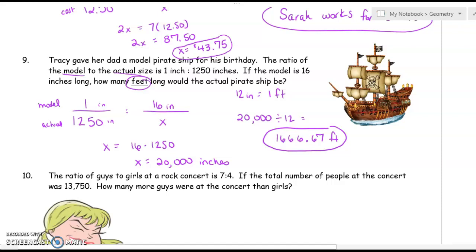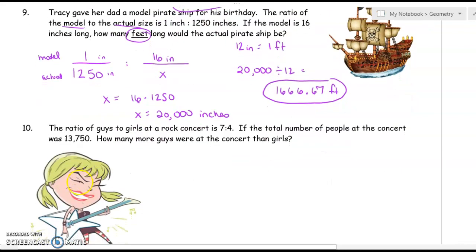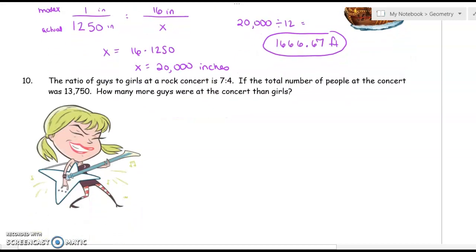All right. And then for number 10, this is the last one. This one's a little bit tricky. We've got the ratio of guys to girls is 7 to 4. But then they say the total number of people, so not guys, not girls, but total number of people at the concert is 13,750. How many more guys were at the concert than girls? So what we need to figure out is our total, and we've got to figure out how to set up this proportion, because we don't want to do 7 to 4 if we know the total. So because this is guys to girls, 7 to 4, our total, if you add the 7 and the 4 together, is 11.